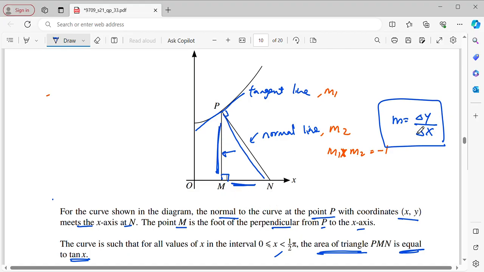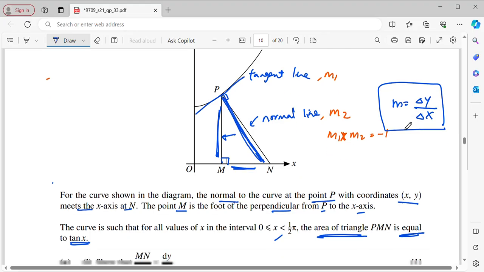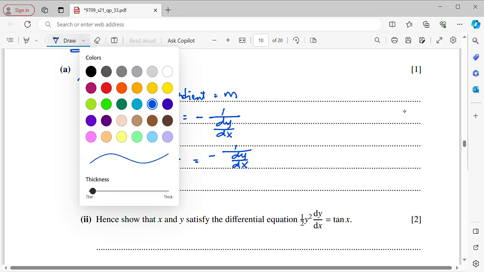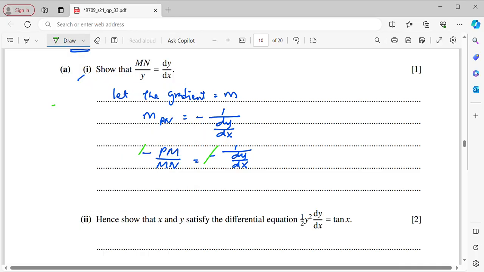But then this is negative because when you look at the slope of this straight line, it is negative. So I will write here negative PM over MN equals negative 1 over dy over dx. So the negative will be cancelled off from both sides. Then the dy over dx moves up, and this term moves to the other side. Which means your dy over dx is MN over PM.